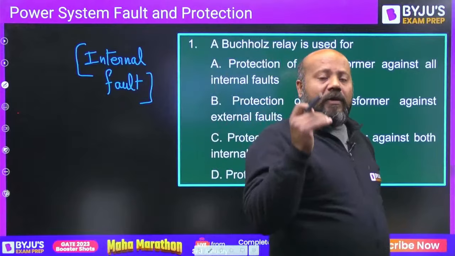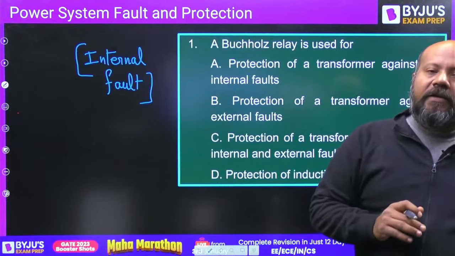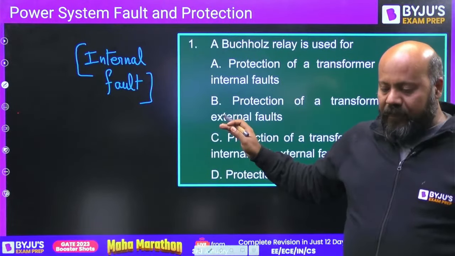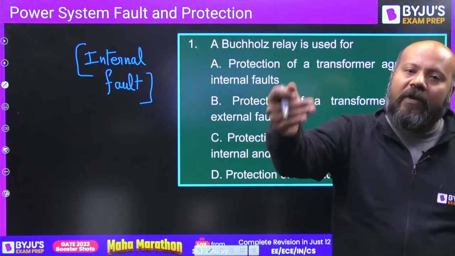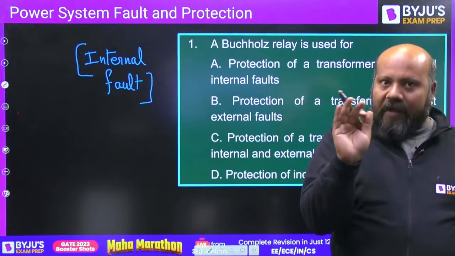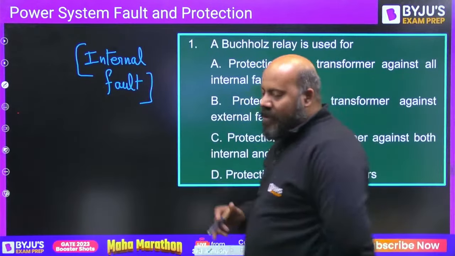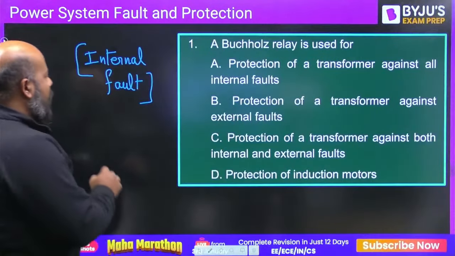One of the most unique features of the Buchholz relay is that this is the only relay which protects even before the fault has occurred. When the fault is developing, it protects the transformer from the incipient fault.